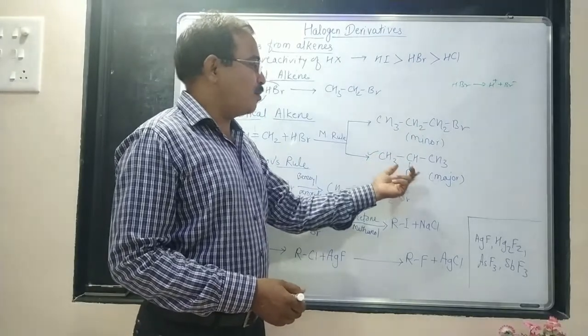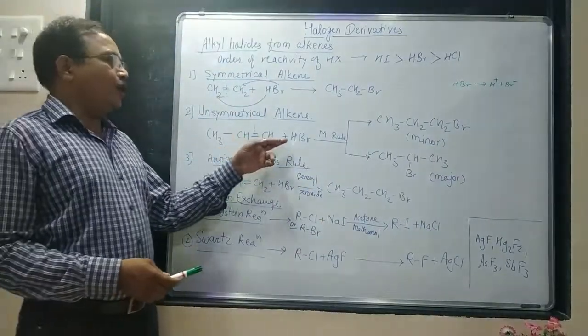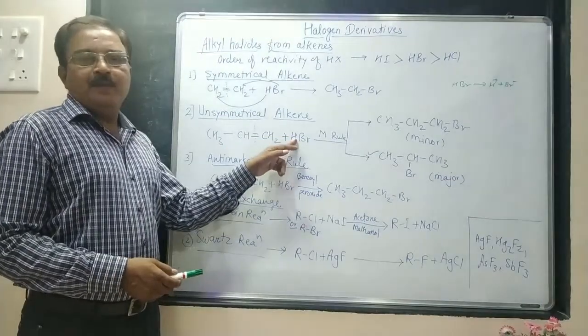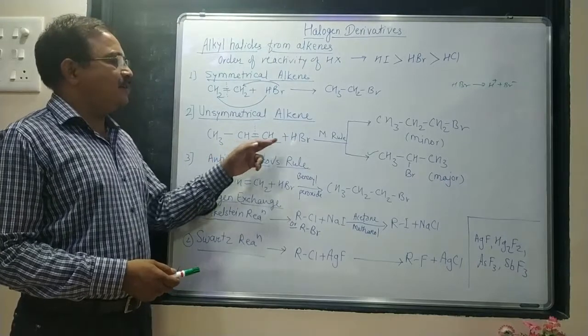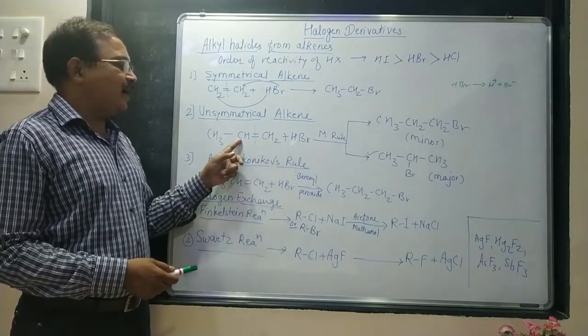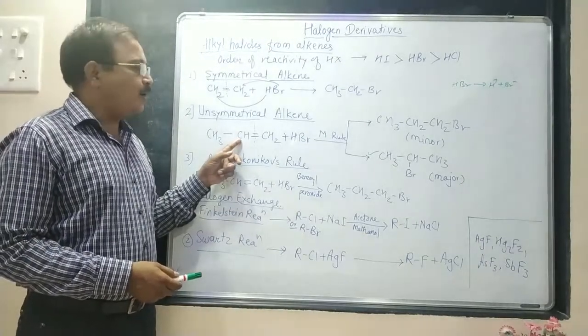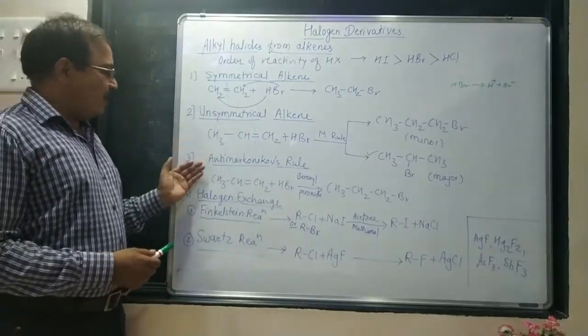As the major product is this one, we can state Markovnikov's rule: when an unsymmetrical alkene is reacted with an unsymmetrical adding reagent, the negative part of that adding reagent gets added to the carbon atom containing less number of hydrogen atoms. Okay, now this is Markovnikov's rule.